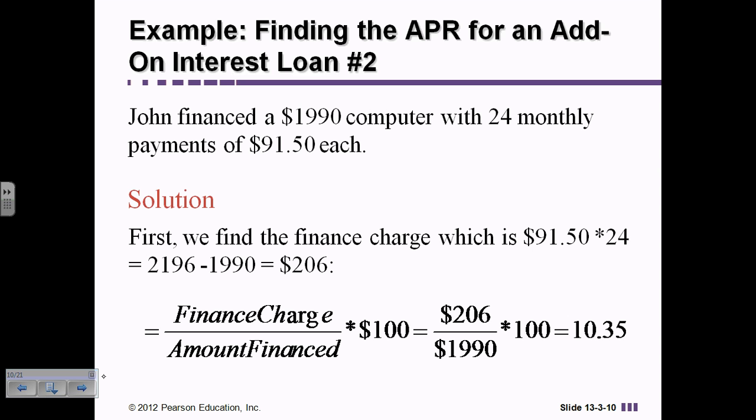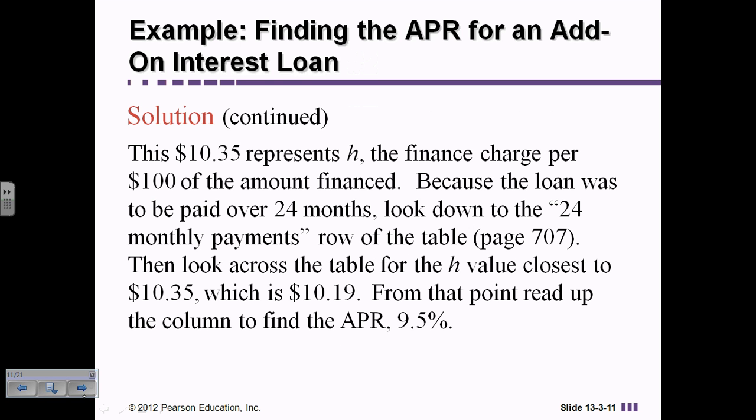Now I can go to my formula and do finance charge divided by amount financed times 100, and I get 10.35. Now when I look at my chart, I want to find 10.35. Again, the loan was for 24 months. I'm going to look on the 24-month row and find the number closest to 10.35, which is 10.19. And when I look up at the percentage rate for that, I find out that it's 9.5%.